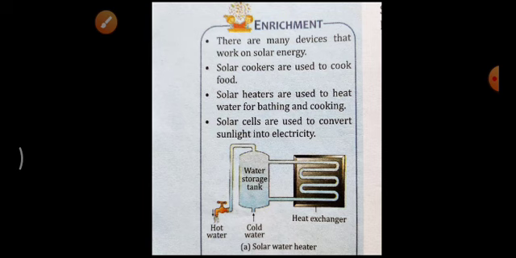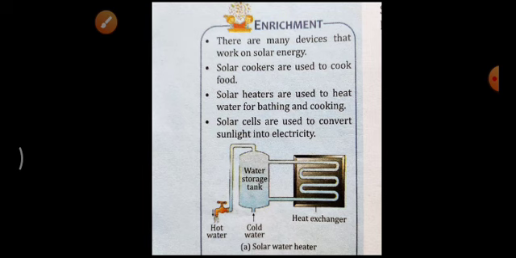Solar cookers are used to cook food. With the help of sunlight only, we can cook food using solar cookers. The next one, solar heaters. Here you can see figure A, solar water heater. There is a heat exchanger, cold water, a water storage tank, then hot water. The heat is exchanged because of the sunlight. When sunlight falls on the heat exchanger, the water gets heated and we get hot water.